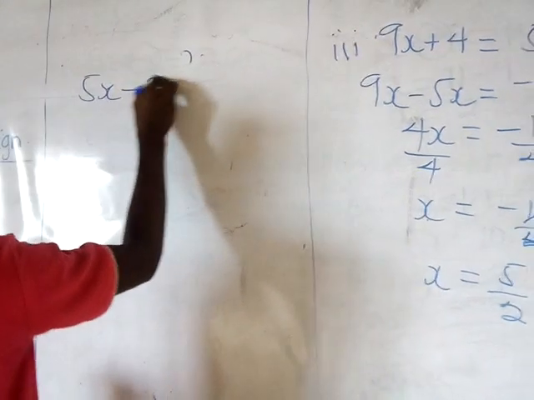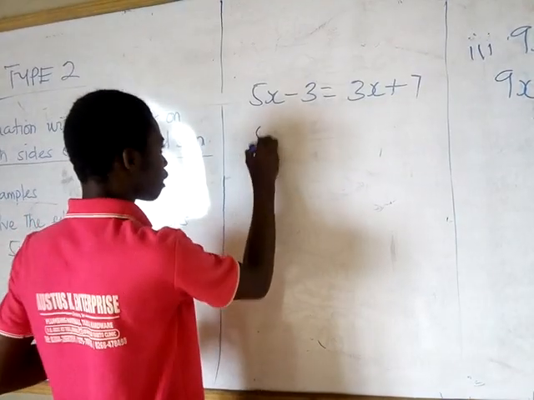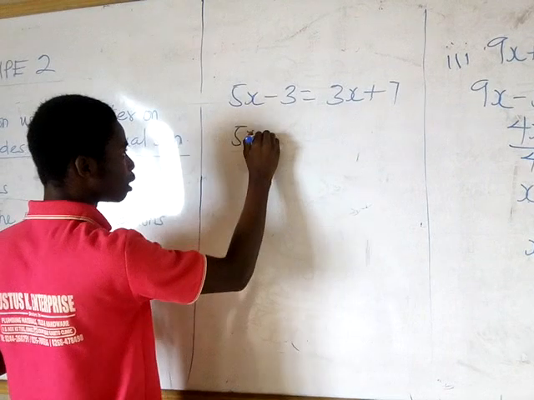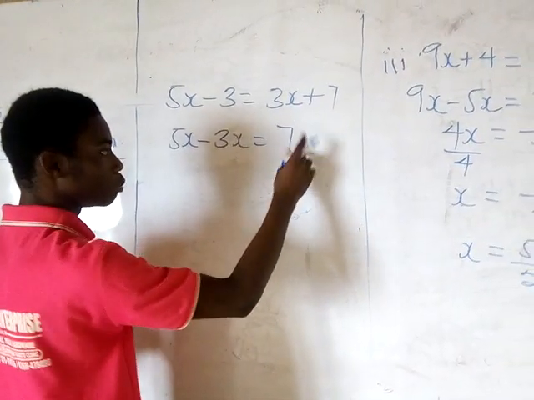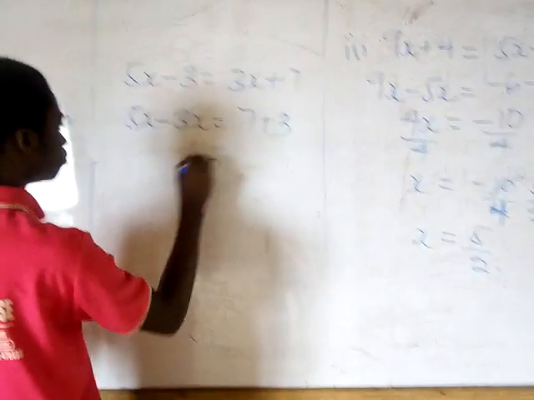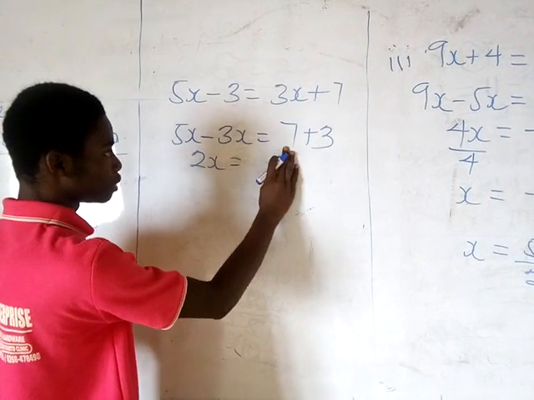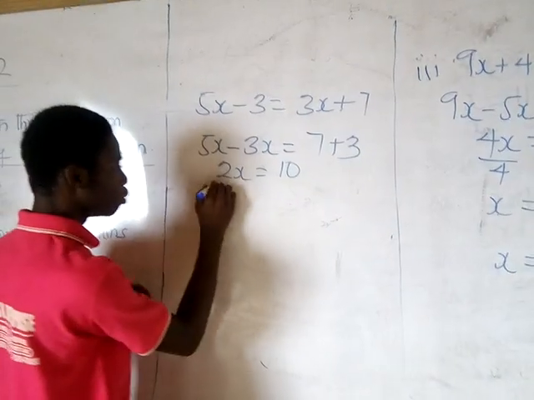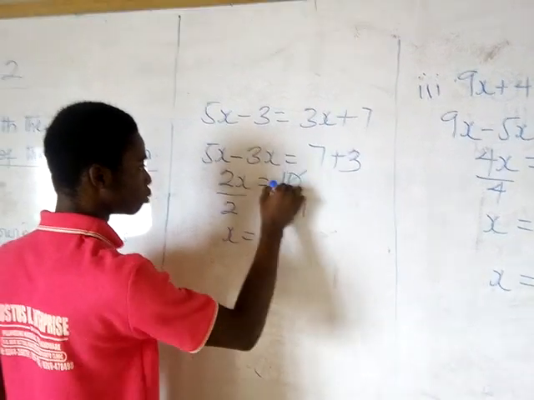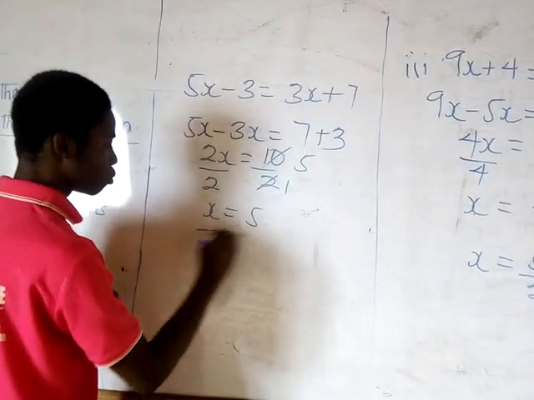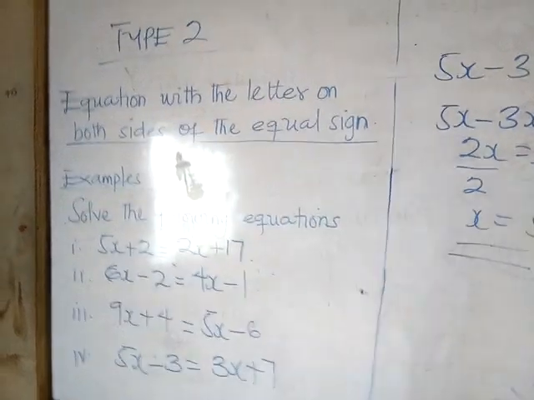5x minus 3 equal to 3x plus 7. Same thing, group like terms. So 5x, positive 3x crossing becomes negative 3x, equal to 7. Negative 3 crossing the equal sign becomes positive 3. So 5 minus 3 becomes 2x. You bring your x equal to 7 plus 3 is 10. You divide both sides by the coefficient of x. That's 2. Therefore, x is equal to 10 over 2. 2 cancels itself, 2 goes into 10 five times. Therefore, x is equal to 5. Go to step 3.